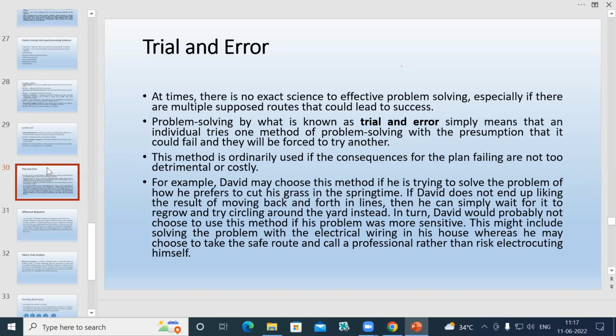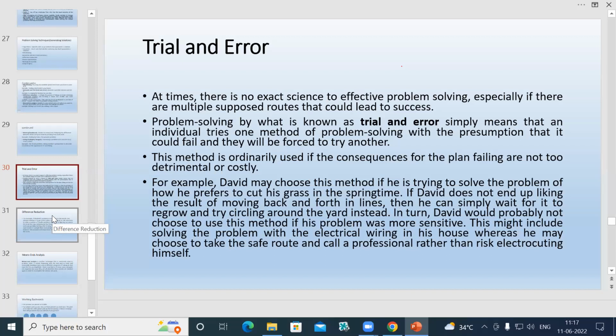Now see trial and error. I have already told you what trial and error is. At times there is no exact science to effective problem solving, especially if there are multiple supposed routes that could lead to success. So problem solving by trial and error simply means that an individual tries one method with some presumption that it could fail, then they will be forced to try another. This method is ordinarily used if the consequences of the plan failing are not too detrimental or costly.